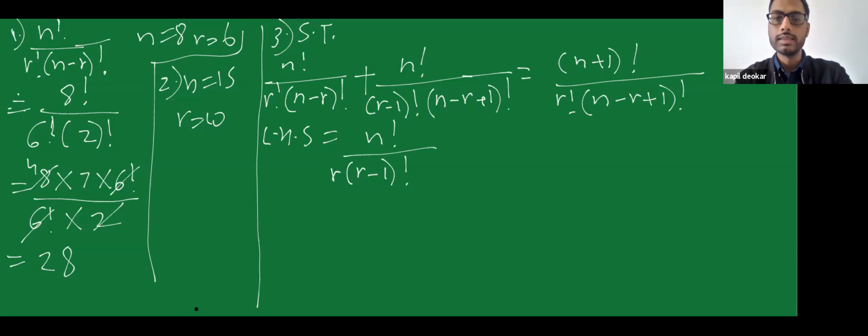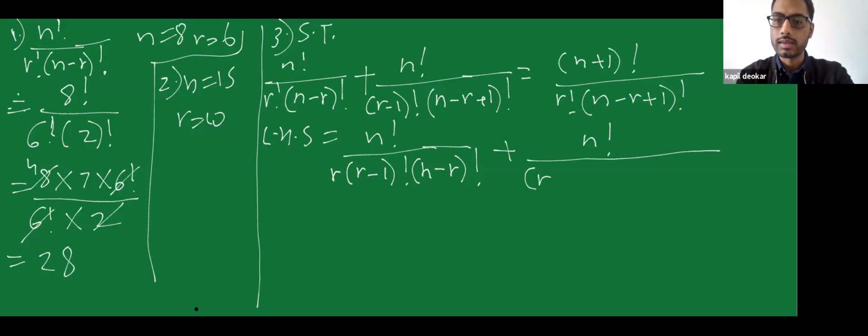Which one is bigger in these two terms, n minus r and n minus r plus 1? So n minus r plus 1 is bigger. So I'll keep n minus r factorial as it is, plus n factorial will keep as it is, divided by r minus 1 factorial into n minus r plus 1. Okay, reduce this. If I subtract 1 from this term, n minus r plus 1, what would be the next term? n minus r plus 1 minus 1.